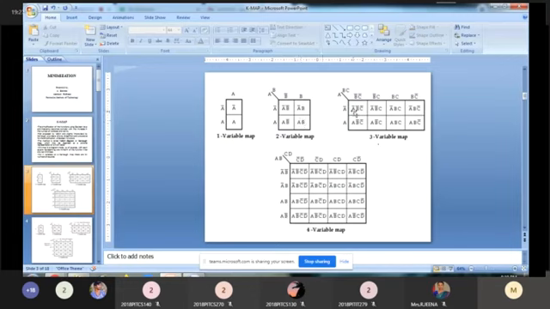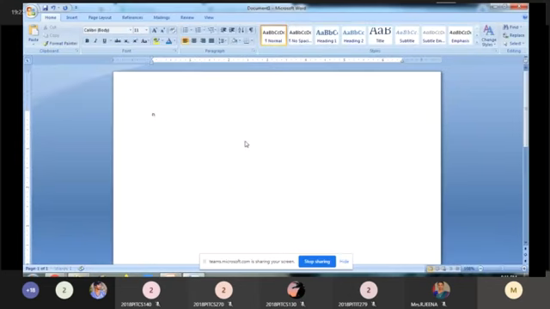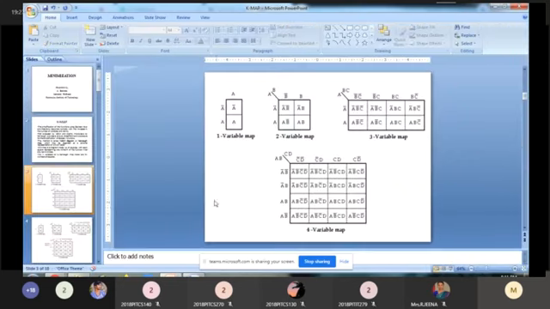Next one is 3 variables. 3 variables means we are using 3 input variables. Here 1 input is on one side and 2 inputs are on the other. If you are using 2 inputs, how many possibilities are there? 4 possibilities: 0 0, 0 1, 1 1, 1 0. So 0 0 means B bar and C bar, the complements.